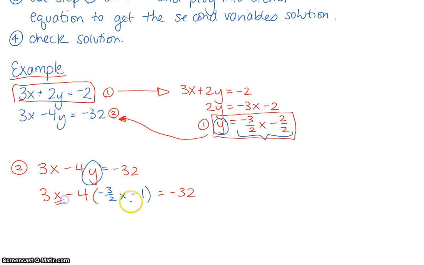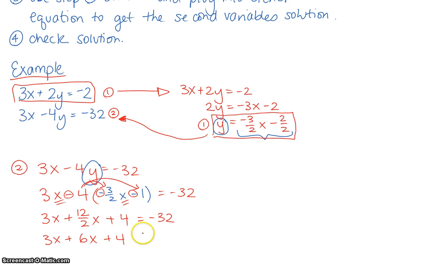Now if you notice, my equation is all in terms of one variable, and I can combine like terms and simplify. So if I go through this step by step, 3x minus, and we're going to multiply and distribute. When we multiply and distribute, a negative and negative makes a positive 12 over 2 x, which we can reduce down in a second. Negative times a negative is positive 4 equals negative 32. So 3x plus, this becomes just 6x plus 4. Again, because you have two negatives, both of these are positive.